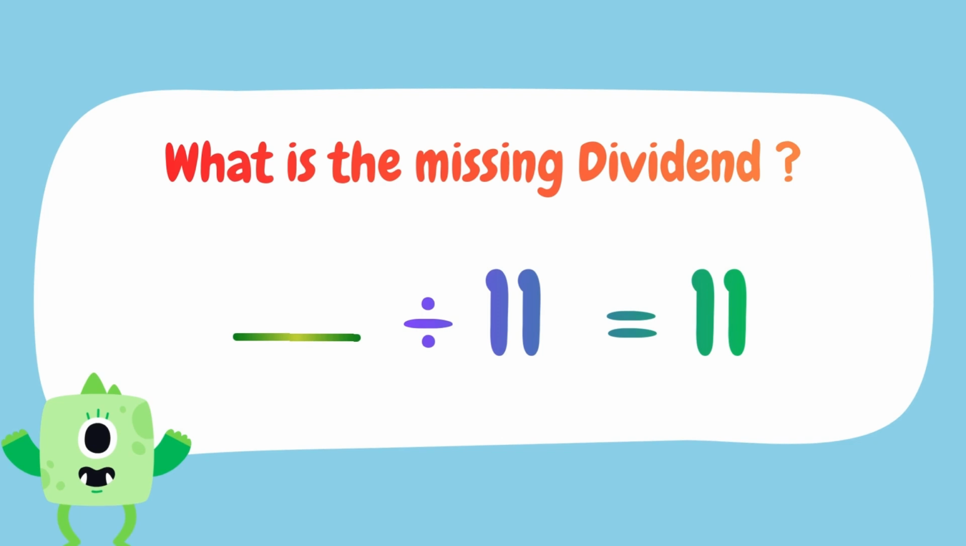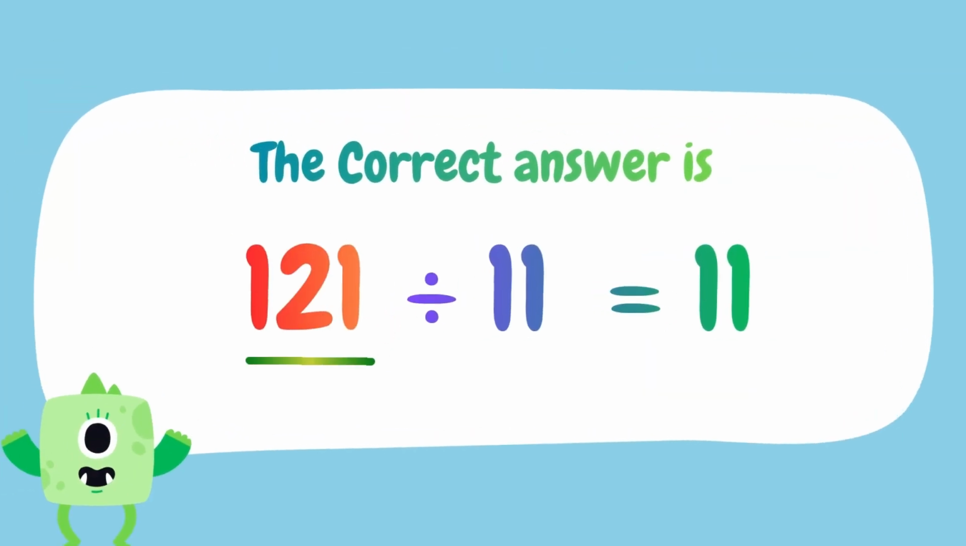What is the missing dividend? The missing number is 121. 121 divided by 11 equals 11.